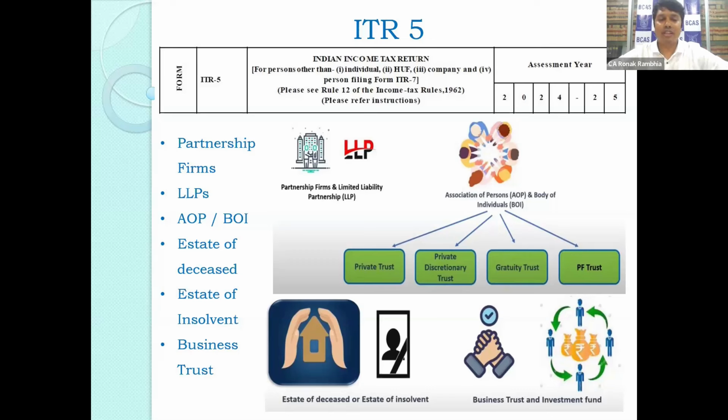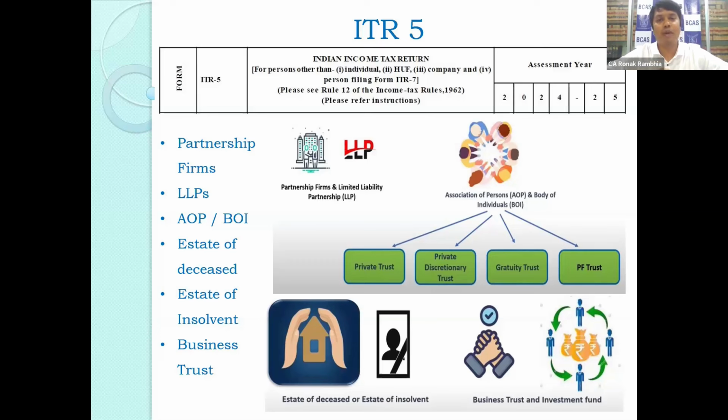Also, in case of deceased or insolvent, this is the correct ITR to be filed. That is the ITR 5. And the business trust and the investment funds also have to file this ITR. Here, only a small pause saying that for partnership firms which are claiming under section 44AD or 44ADA only, they will have to file ITR 4. That is the presumptive taxation form.